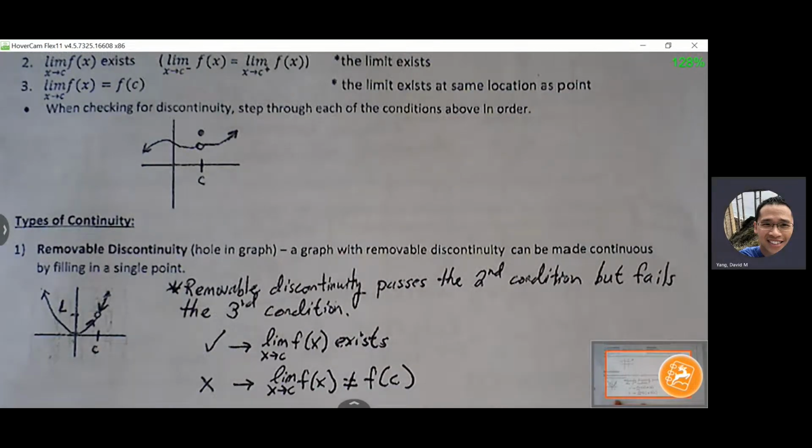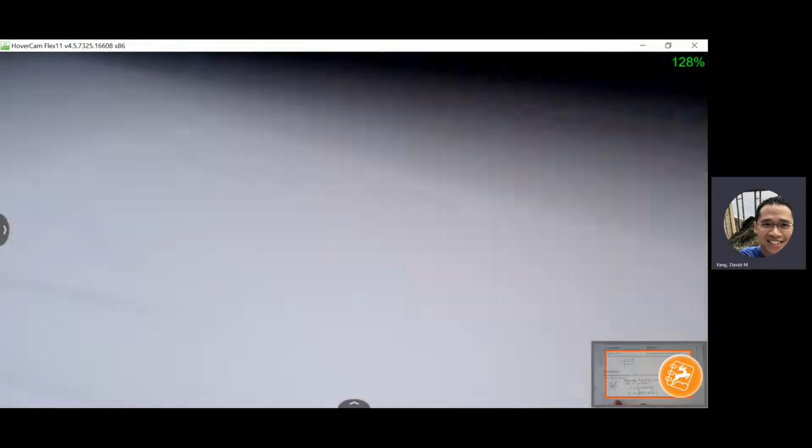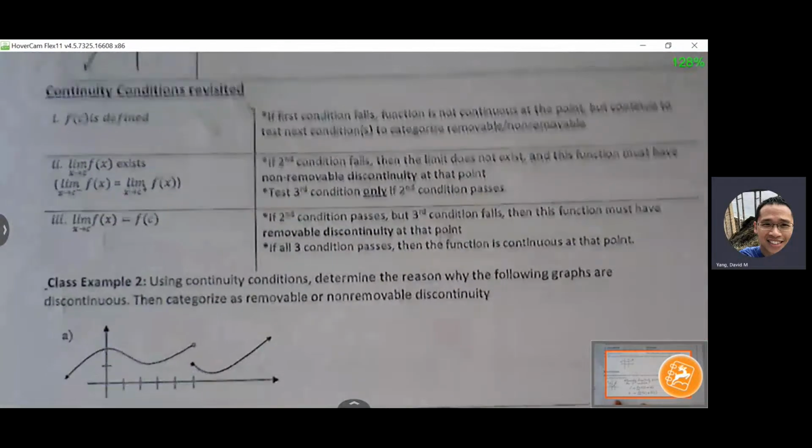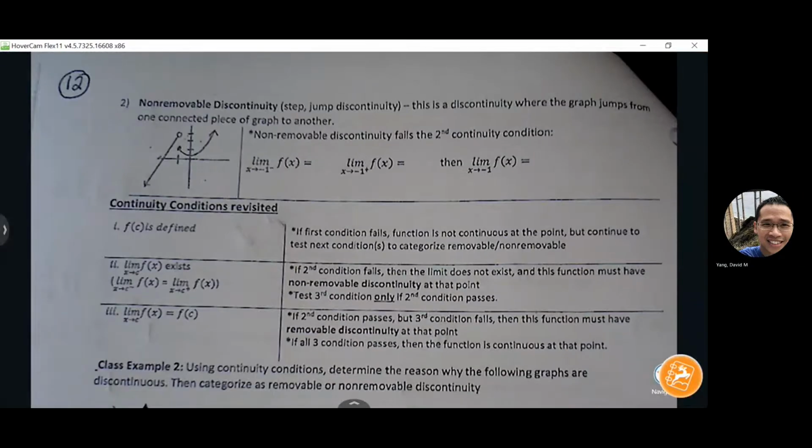All right, page 12. So we have removable discontinuity, and we also have something called non-removable discontinuity. We also call this a step discontinuity or jump discontinuity. This is one where the graph jumps from one connected piece of graph to another.